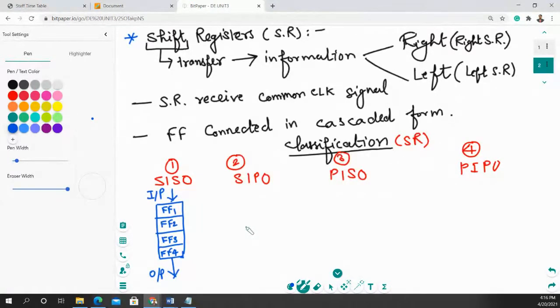So Deepak Sani, you are right. You are giving the input to these flip-flops in a serial way and you are getting the output in a serial way. Okay, you are right.